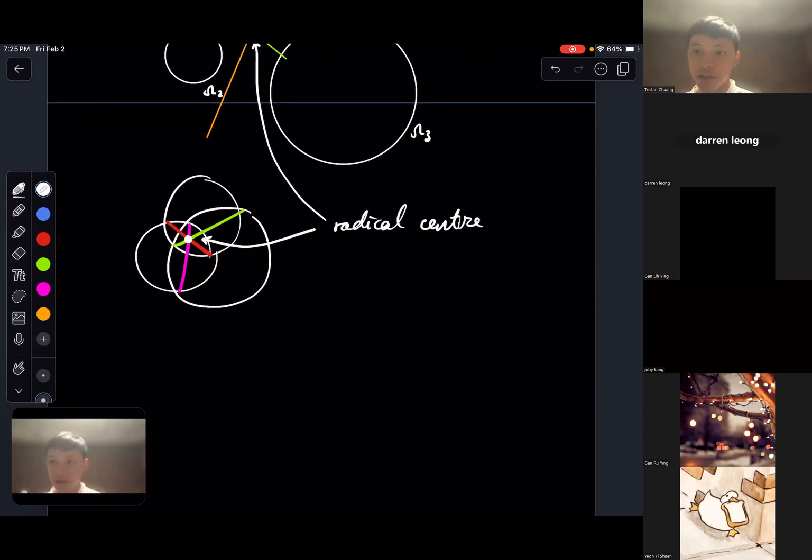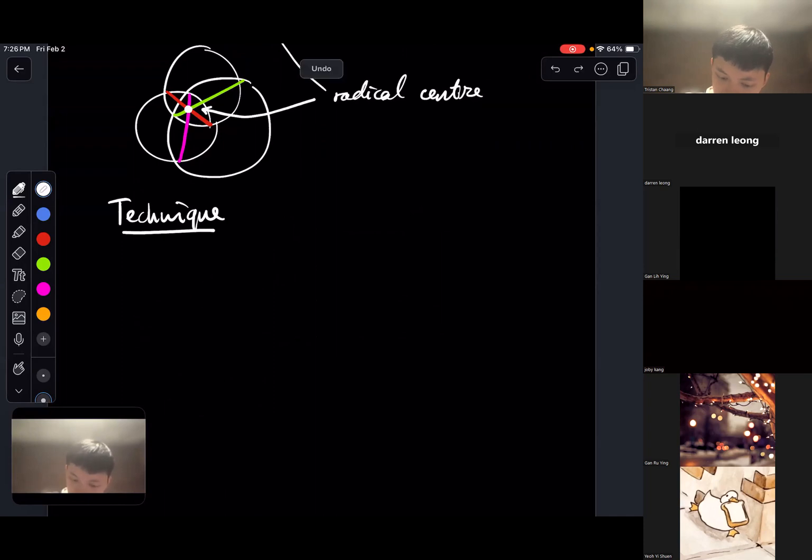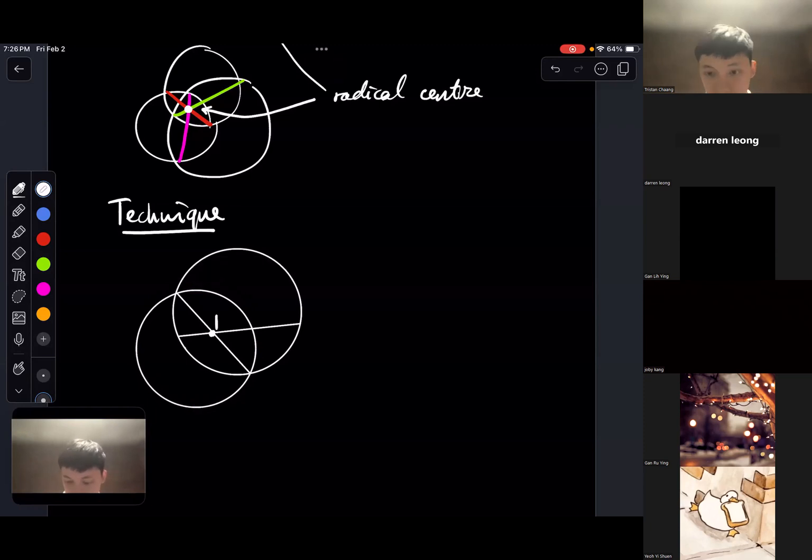And there's a very good strategy, which is the converse of this statement. A very good strategy to prove that 4 points are concyclic. It's a very good technique that we should know. If we have 2 points, let's say something like this. We have P, and then we have two chords like this. And then let's say we draw another circle, that the chords meet like this, right?